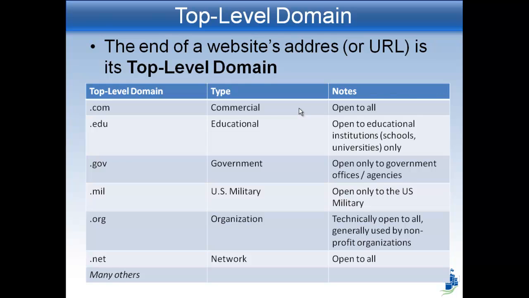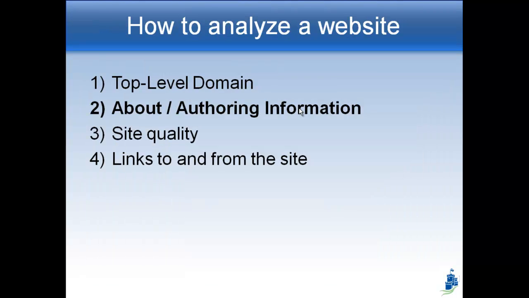.net is just like .com, and there are many, many other top-level domains, but many of them don't tell you anything at all. Whereas the .edus and the .govs and the .orgs, these tend to tell you that you can probably trust this information a little bit more than the standard .com. All right, so that's the top-level domain.